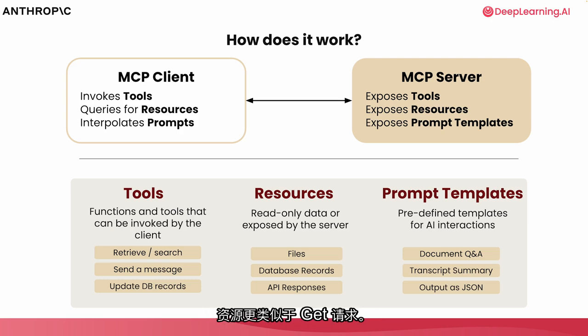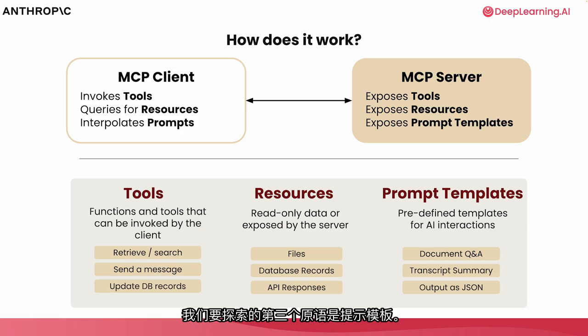Resources are a bit more similar to a GET request. Resources are read-only data or context that's exposed by the server. Your application can choose whether to consume or use these resources, but it doesn't necessarily have to bring it into context. Examples of resources can include database records, API responses, files, PDFs, and so on that you may have.